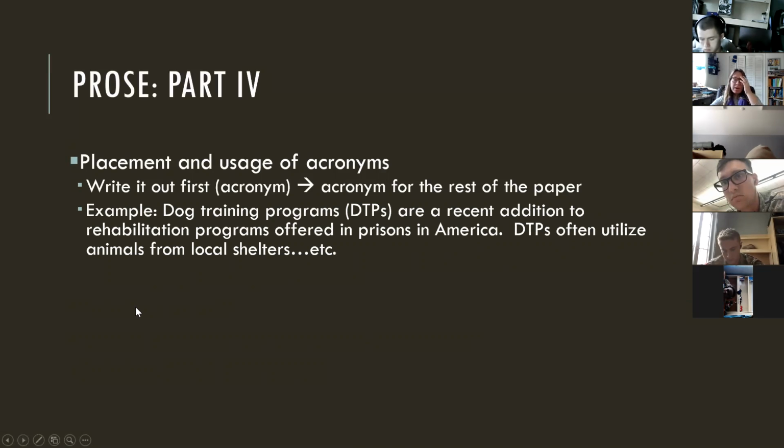So this is an excerpt from my dissertation, dog training programs. Then I put DTPs in there, and then you can just say DTPs for the rest of the paper. But that is the proper way to do it. I see a lot of students that will just embed acronyms and never tell the reader what it means. Or they will use an acronym and then halfway through the paper tell the reader what it means. But this is the proper way you use it. The first time you say it, you write it out, you put it in parentheses, and then you can use the acronym for the rest of the paper.